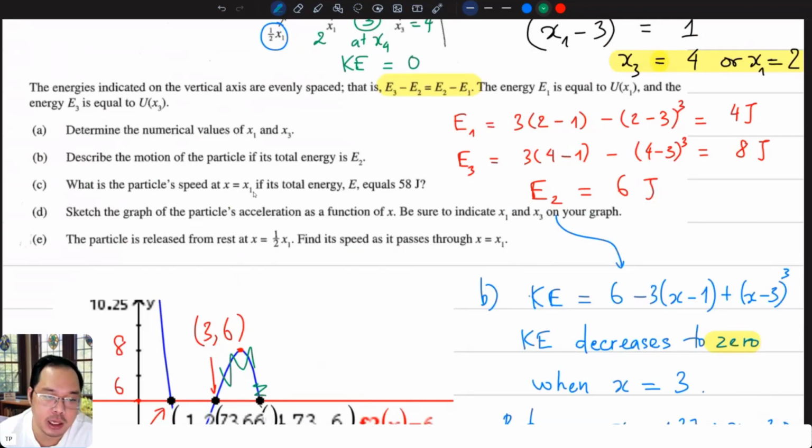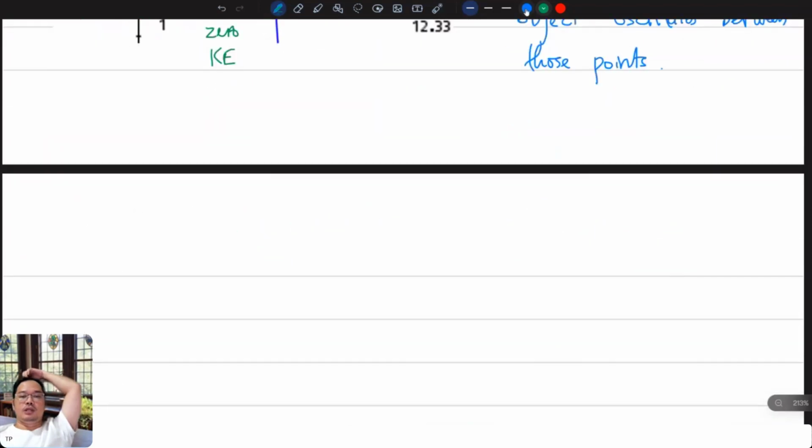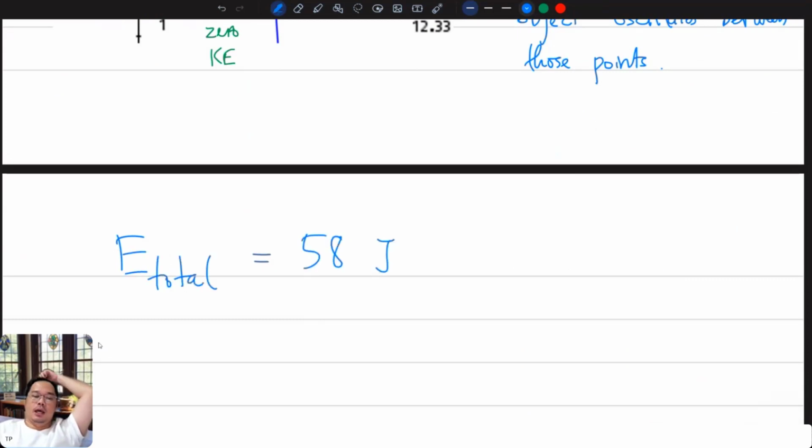What is the particle speed at x1 if its total energy is equal to 58 joule? Okay. Take this total energy 58 and then subtract the kinetic energy at x1. We need to find x1 first. X1 here is when the energy is E3, and E3 is equal to the maximum, which is 8 joules. Total energy is 58 joule at the point x1.